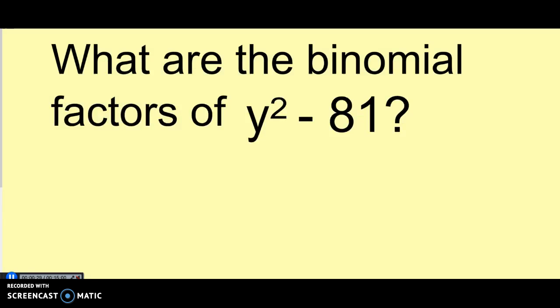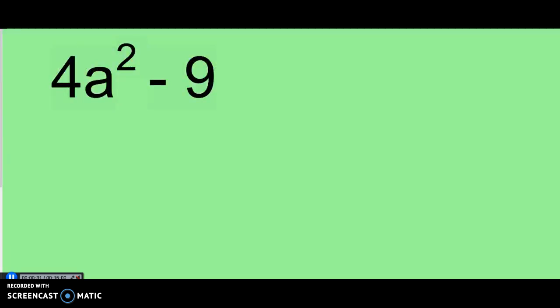So let's play around with that. Let's do this one because I'm going to have the other one I'll do in class. So 4a squared minus 9. So check first, is it a difference of two squares? 4 is a perfect square, a squared is a perfect square, and 9 is a perfect square, and we have a difference. So it can be factored using this method. It's a very simple method.